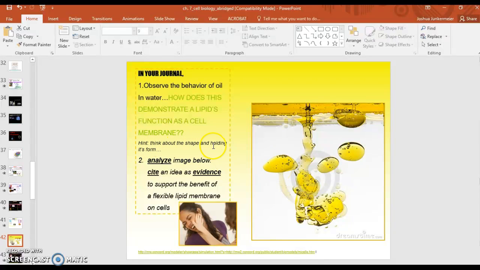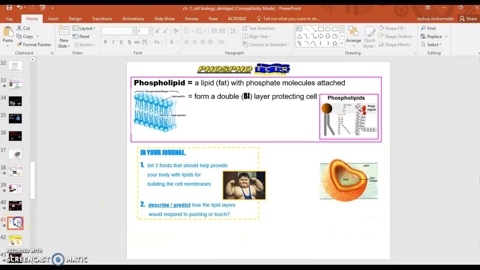It says, think about the shape and holding its form. So when it's in water, it appears to hold its form, and it seems to kind of take a round circular shape, just like the shapes we expect from a cell, just like this, that kind of round shape.